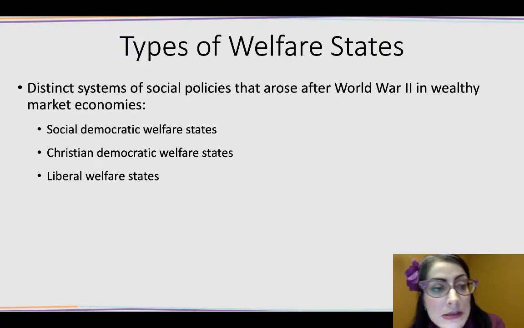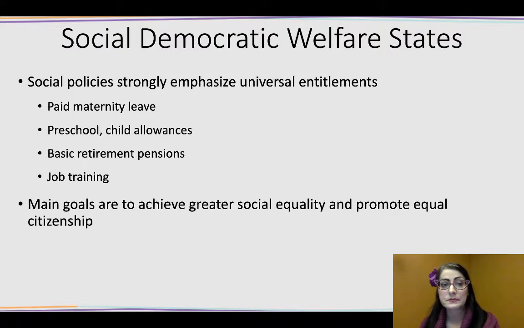Types of welfare states. These are distinct systems of social policies that arose after World War II in wealthy market economies. We have a couple of different kinds. There are social democratic welfare states, which you see typically in the Nordic countries; Christian democratic welfare states, the best example of which would be Germany; and liberal welfare states like the United States.